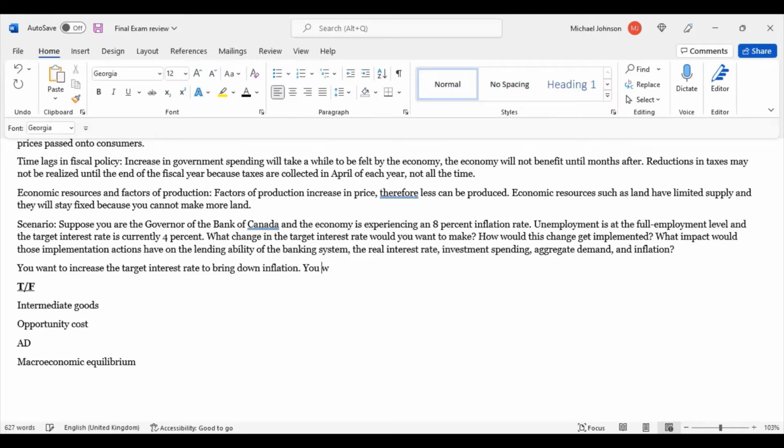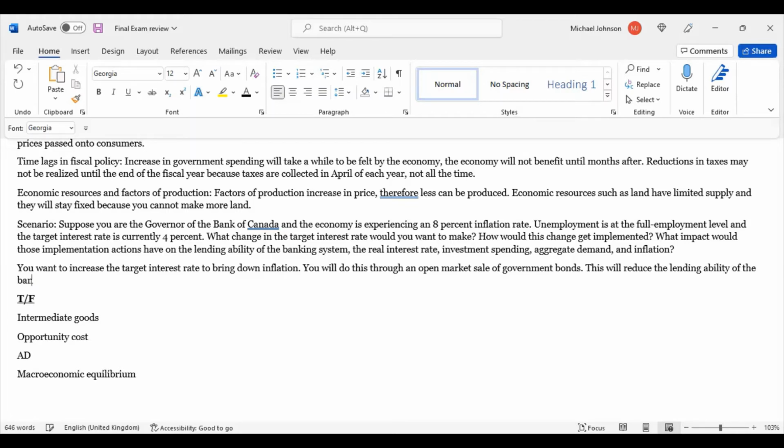You will do this through an open market sale of government bonds. This will reduce the lending ability of the banking system, increase the real interest rate, reduce investment spending because there will be less borrowing to invest, reduce aggregate demand, and reduce inflation.